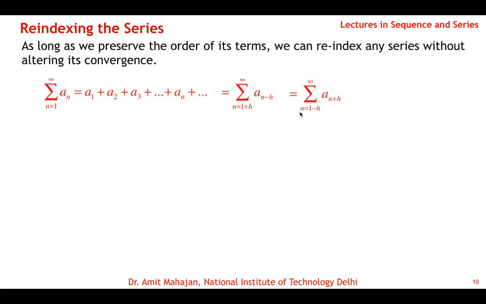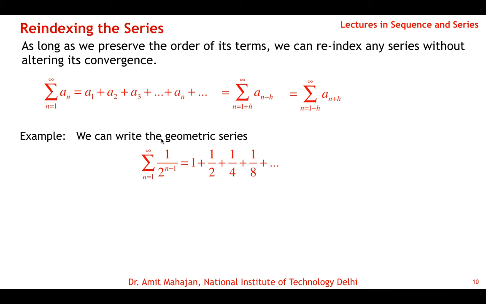For example, when you solve differential equations to find infinite series solutions, there you will require a reindexing of these series. Say for example, we can write this geometric series n is equal to 1 to infinity 1 by 2 power n minus 1 as this infinite sum, and we can reindex to write the starting index position as any number. This can be written as n is equal to 0 to infinity 1 by 2 power n, or we can also write this series as n is equal to 5 to infinity 1 over 2 power n minus 5, or we can even write with a negative starting index n is equal to minus 4 to infinity 1 by 2 power n plus 4.